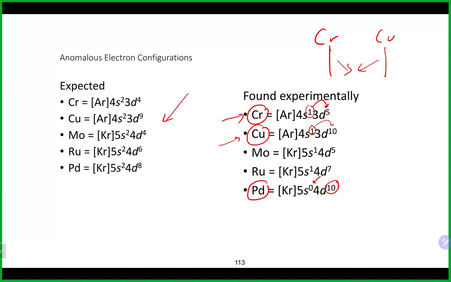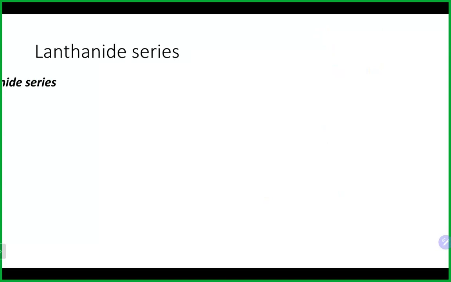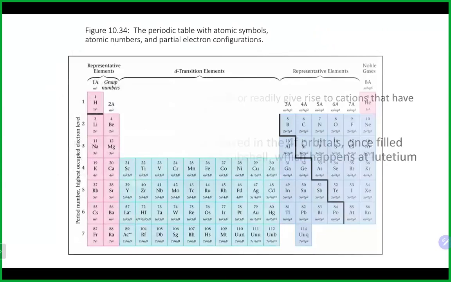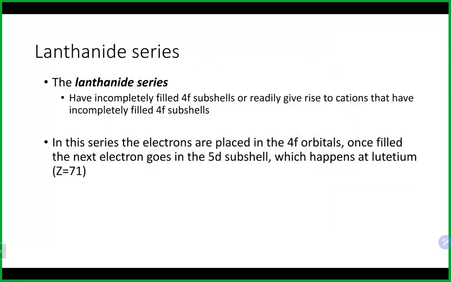This is what we would expect it to be if we followed our chart, but it's found experimentally to be more stable in this arrangement. In most cases, it's going to be more stable because of Hund's rule. It will basically maximize those parallel spins.